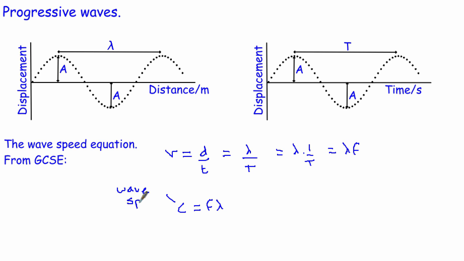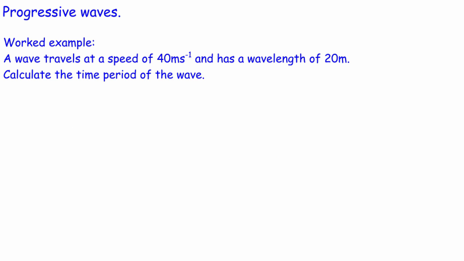That's the wave speed, and that's measured in meters per second, which I'm going to write as m s^-1. f is our frequency, which is measured in hertz, and lambda is our wavelength, which is measured in meters. So if we know two of these things, we can work out the third one. So let's have a look at that.